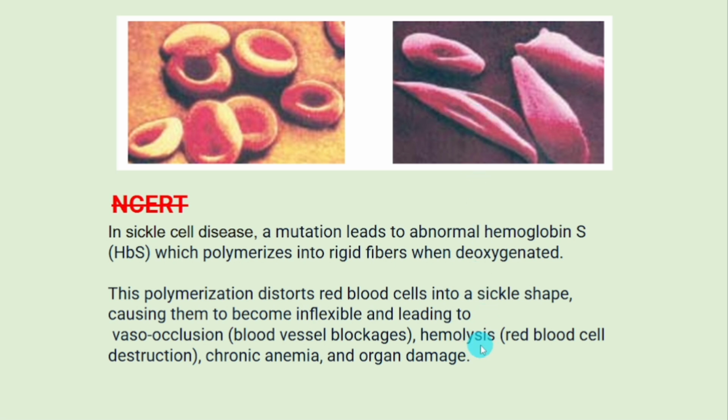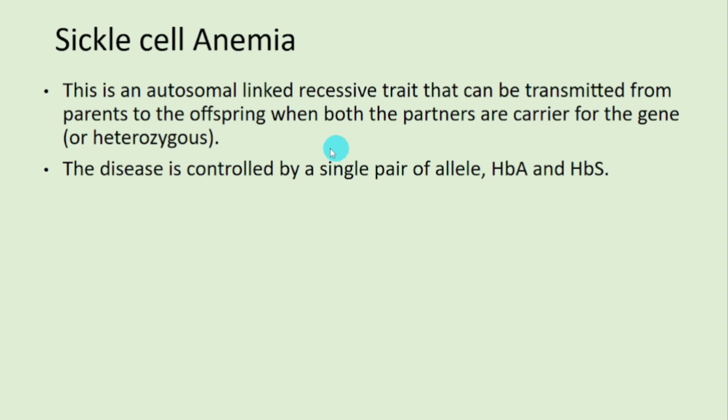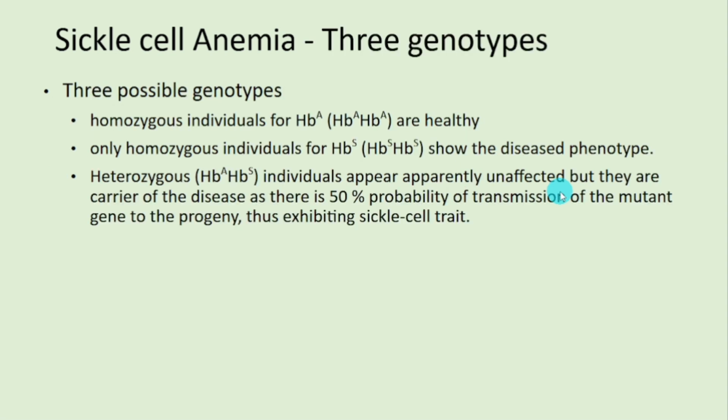So hemolysis in turn leads to anemia, chronic anemia, and also organ damage. Sickle cell anemia is an autosomal recessive trait that can be transmitted from parents to offspring when both partners are carriers for the gene. The disease is controlled by a single pair of alleles, HbA and HbS. So we will look into the genotypes.